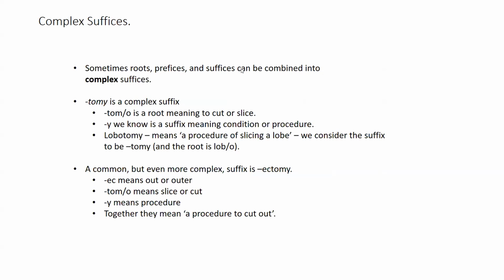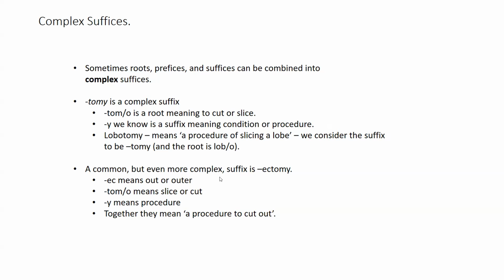Sometimes roots, prefixes, and suffixes can be combined into complex suffixes. So, for example, -tomy is a complex suffix. Tomo is a root that means to cut or slice. And as we just saw, -y can mean a condition or a procedure. In this case, it means a procedure. So lobotomy means a procedure to cut, slice a lobe. That could be a lobe of the brain or a lobe of the lung, doesn't tell you. It just says a procedure to cut a lobe.